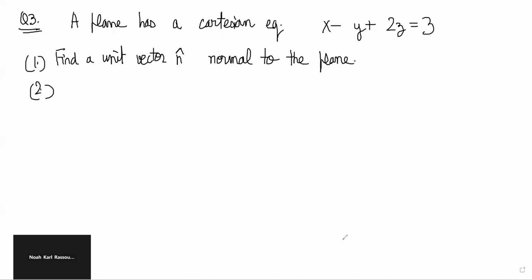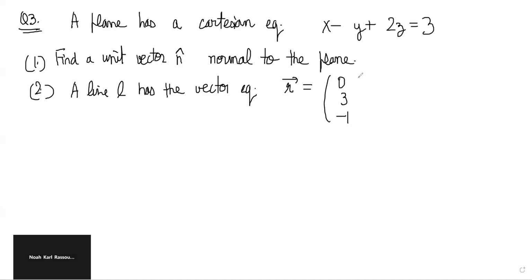Second, a line L has the vector equation r vector is equal to 0, 3, minus 1 plus lambda times 2, 4, minus 3. Line L has this vector equation.